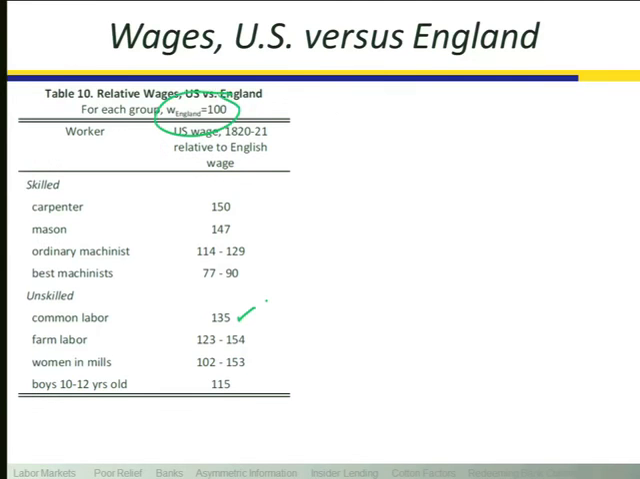So you can read the numbers in this table as giving you how much greater is the wage in the United States than it is in England. So if the wage, for instance, is 150, that means that the U.S. wages are 50% greater than the wages in England.